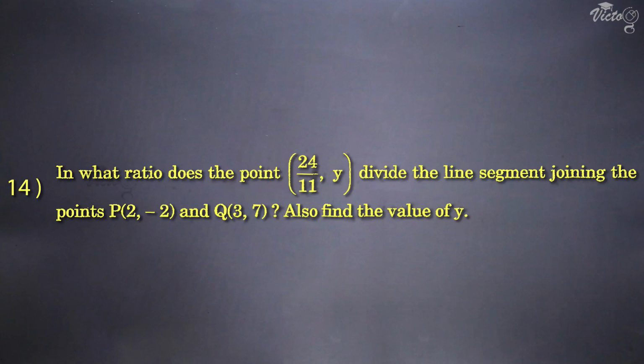In what ratio does the point (24/11, y) divide the line segment joining the points P(2, -2) and Q(3, 7)? Also find the value of y.